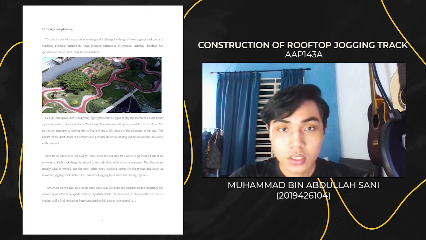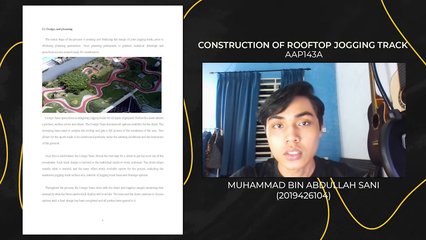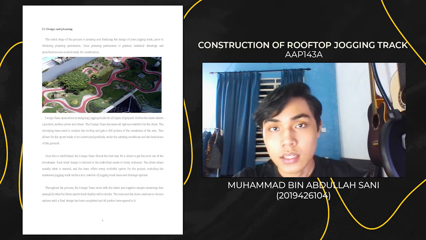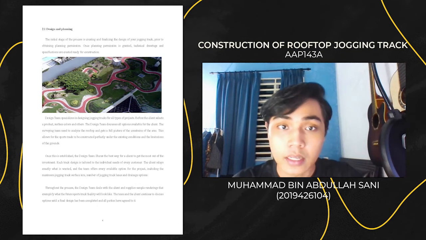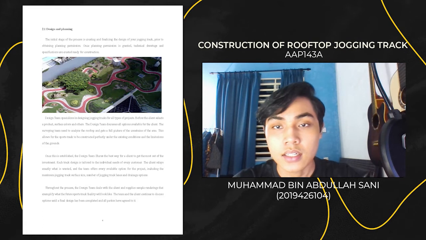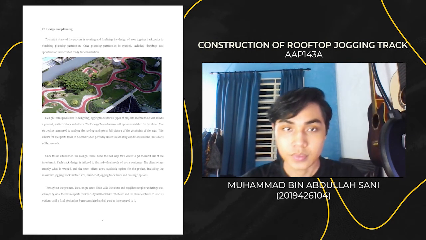So today I want to continue the presentation of our assignment, which is the method of constructing a jogging track on a rooftop. So the first step is design and planning. The initial stage of the process is creating and finalizing the design of your jogging track. Prior to obtaining planning permission, and once planning permission is granted, technical drawings and specifications are created ready for construction.